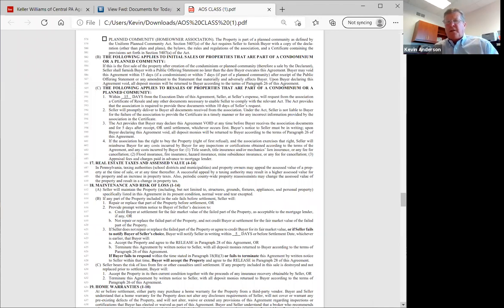And they usually, if it's the initial first sale, it's the developer handling all that and their sales team. So it's the resales that we're going to talk about next. Within 15 days from the execution of this agreement, the seller at the seller's expense will request from the association a resale certificate.